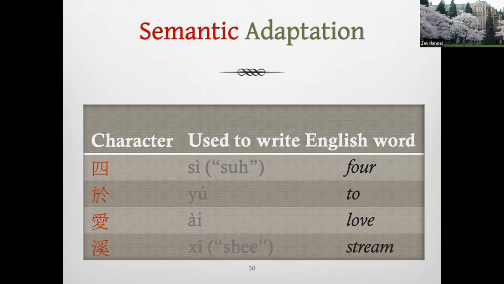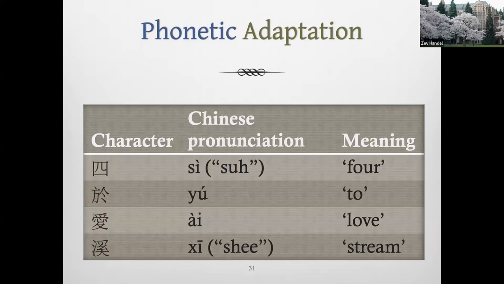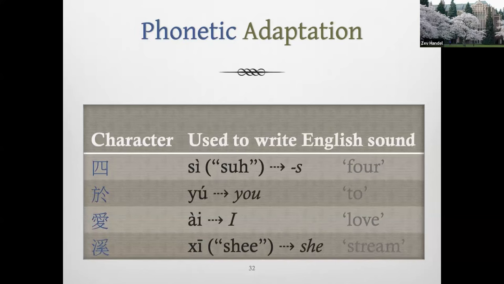Of course, sometimes there are going to be words in English that don't have an exact translation in Chinese, so this won't work. But there's something else you can do, something we call phonetic adaptation. You can ignore the meanings that these characters have when they write Chinese words and just think about the sounds when you pronounce them. So this si sounds pretty close to an S sound. Maybe you can use it for the plural suffix S in English. This yu, well, with your English accent, maybe instead of yu, you say you. Perfect for the word you. I sounds like the pronoun I, and she sounds like the pronoun she. So through phonetic adaptation, ignoring the meanings that I've memorized, I can use these characters to write these sounds.